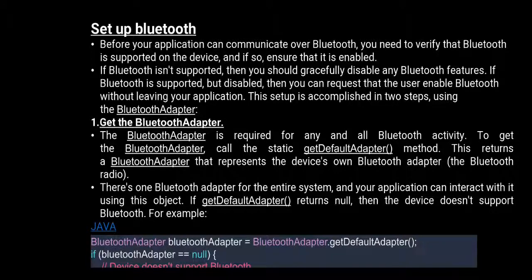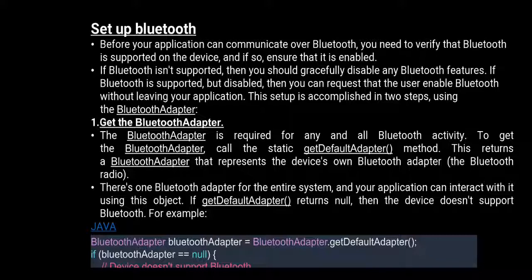Then set up the Bluetooth. Before your application can communicate over Bluetooth, you need to verify that Bluetooth is supported on the device, and if yes, then ensure that it is enabled. If Bluetooth is not supported, then you should disable any Bluetooth features. If Bluetooth is supported but disabled, then you can request that the user enables Bluetooth without leaving your application. This setup is accomplished in two steps, using the BluetoothAdapter.